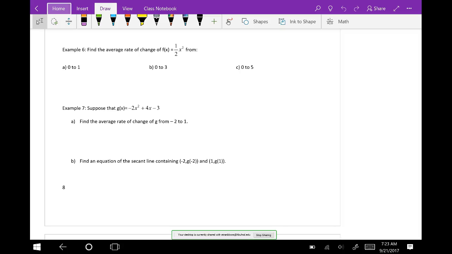Okay, so find the average rate of change of this function. The function is f of x equals 1/2 x squared, and then you have three parts. What's the average rate of change formula?